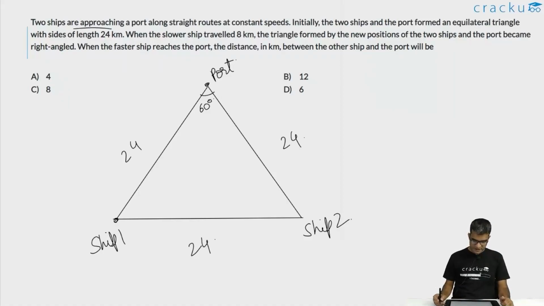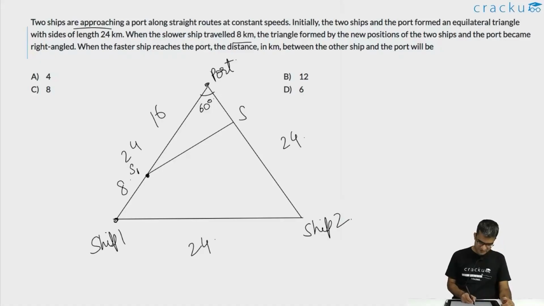Now we are told that when the slower ship traveled 8 kilometers, so this will be 8 kilometers and this will be 16, because the distance initially is 24. The triangle formed by the positions of the two ships and the port became a right angle triangle. So let us assume that this is how the new triangle is. This is ship 1's new position, this is ship 2's new position. This is a right angle triangle.